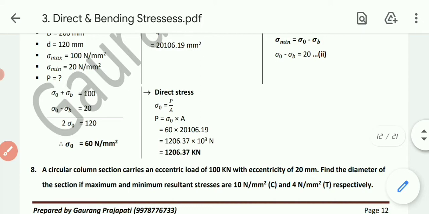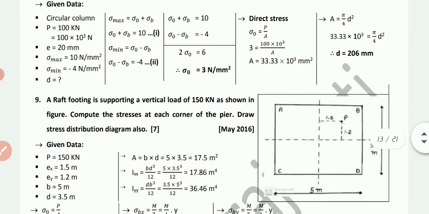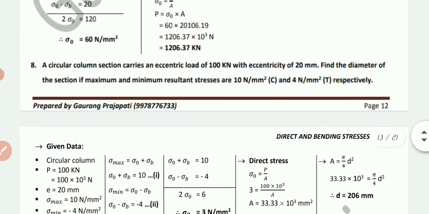Now in this example, sigma max and minimum both were given, so we will solve in this manner. Now similarly, one example is there.